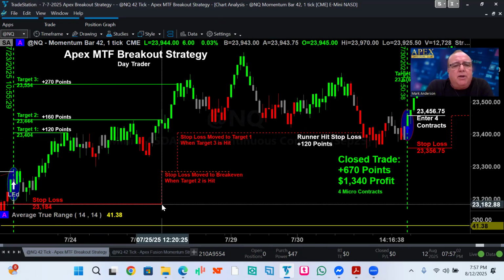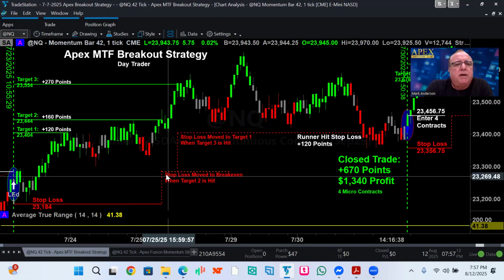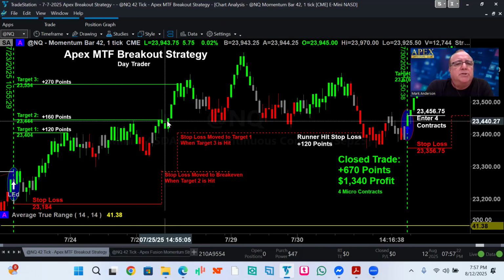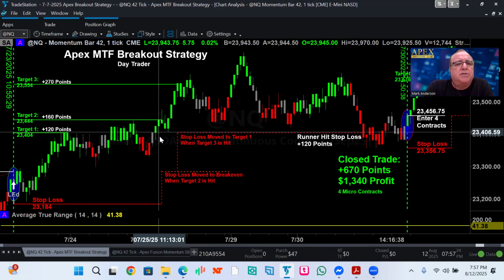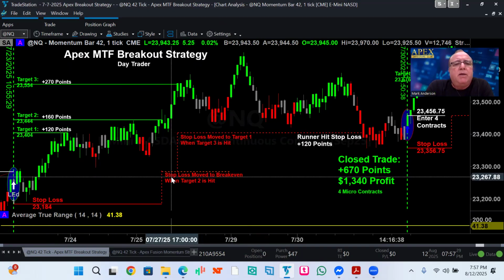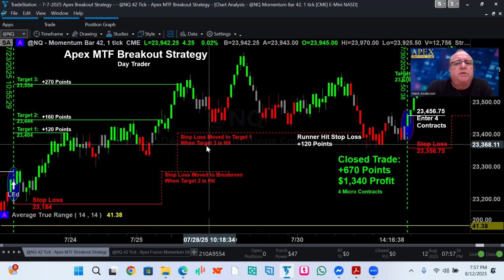What happens there is the stop loss gets moved up automatically to break even where the trade entry was, that little white line right there. That's the exact entry. Okay, and then we have our stop loss going across for the remaining contracts. And then when target two gets hit, the stop loss gets moved up to target one right here. So basically, the stop loss moves to break even when target two is hit, and the stop loss moves to target one when target three is hit.